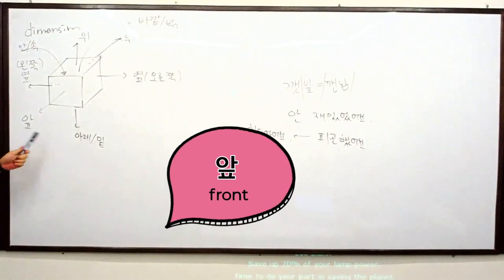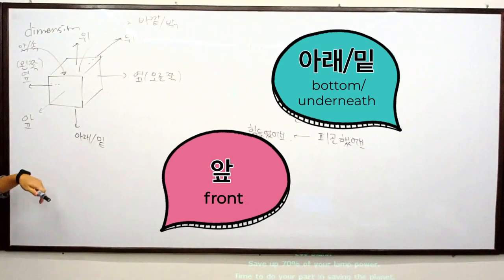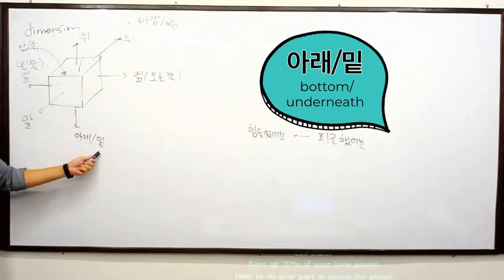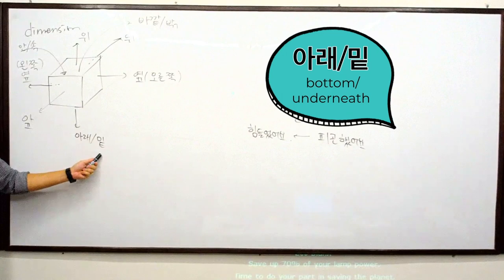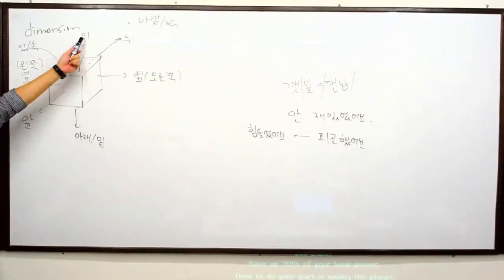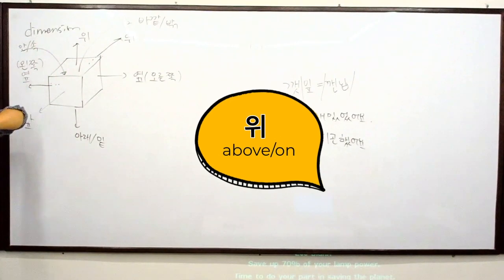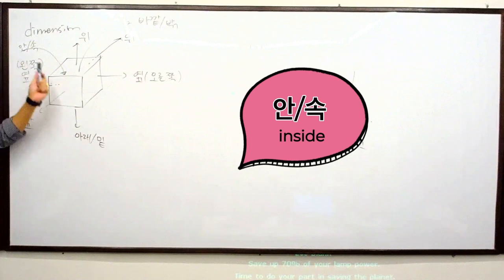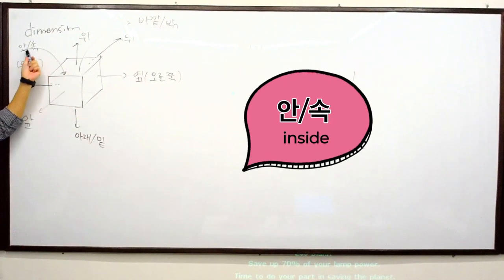Up is a front. Are has a two. Bottom has a two. So it's like you can say bottom or underneath. Mid can be also done the same way. Mid. But both are working in exactly the same way. We is above and sometimes on. Tui is the back. An and sok is inside.